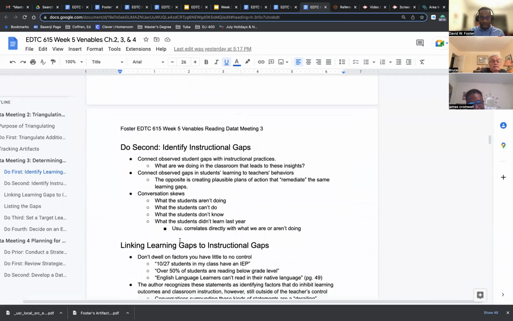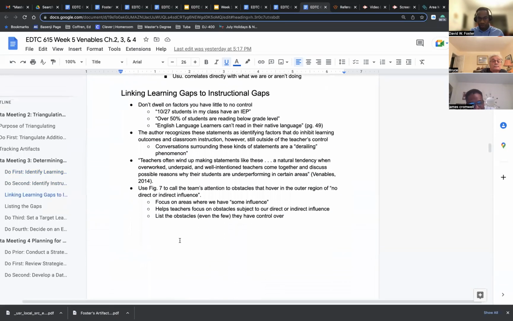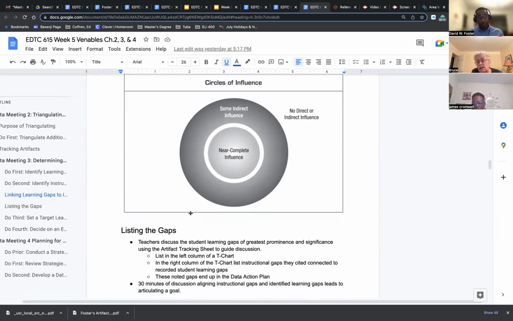It says identify instructional gaps, link learning gaps to instructional gaps. That's where I got the circles of influence from, because I was trying to connect the rubric that we had for data meeting 2 to this. I'm assuming it's some kind of guide for data meeting number 3. Can you send that to us?